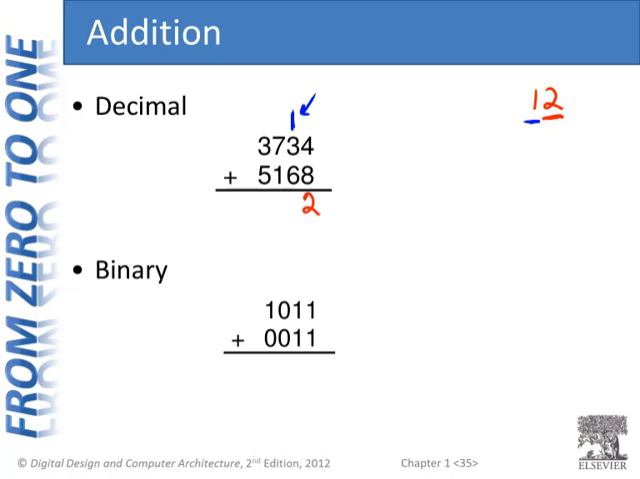6 plus 3 is 9, plus 1 is 10. Again, doesn't fit in a single digit. Take the least significant digit, the 0, put it in that column, take the most significant digit and carry it out into the next column. Now we get 1 plus 7 plus 1, we get 9. No carry out on that one. 3 plus 5 is 8. Okay, so these are called carries. And it happens when the result doesn't fit in a single digit.